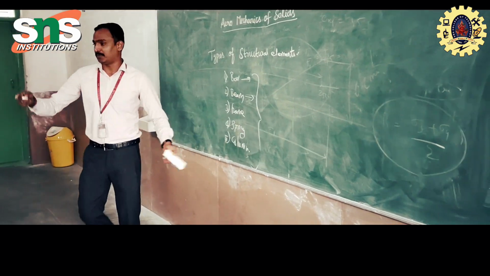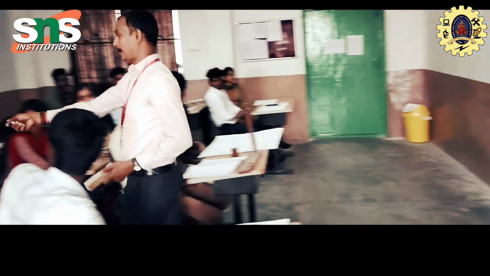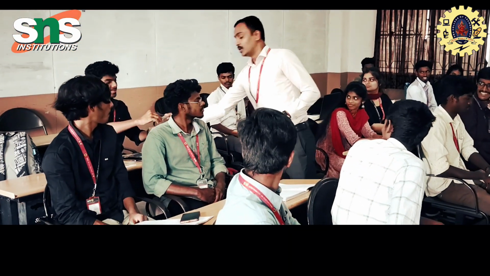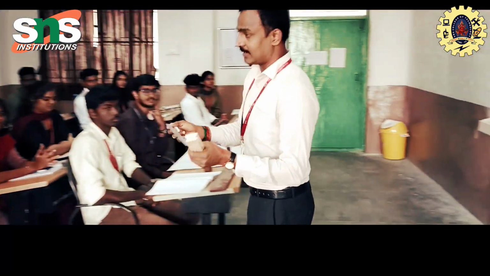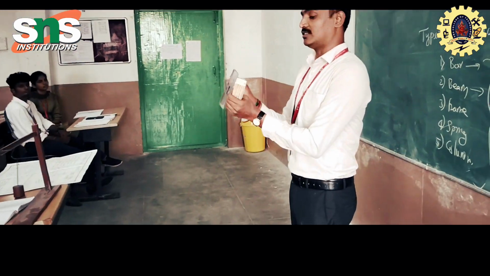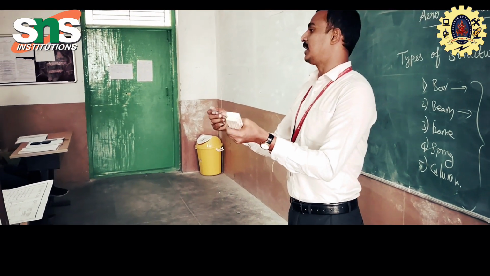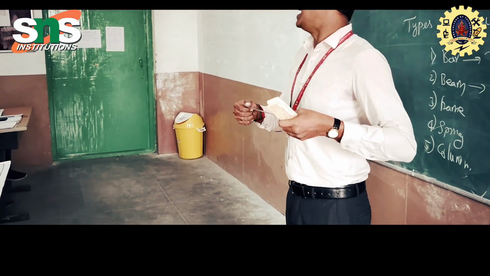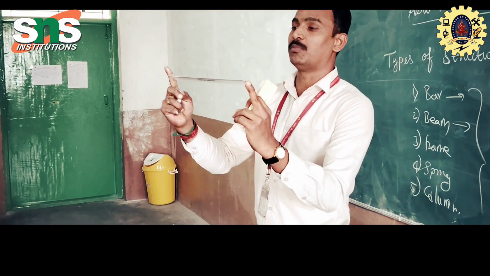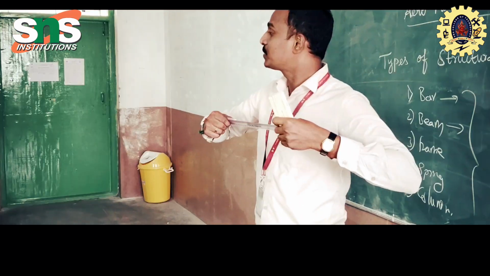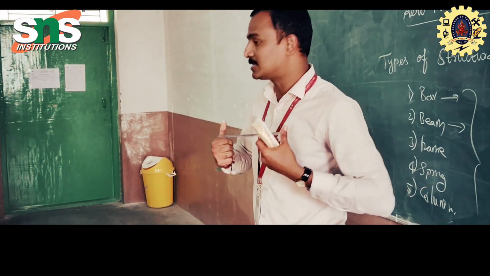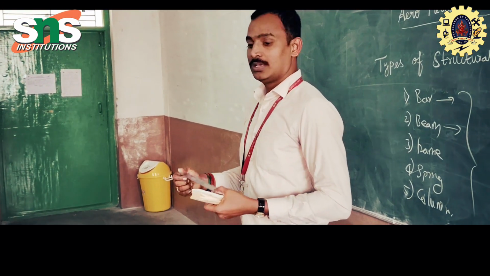First, we'll go for a bar element. So this is the bar element, which is not supported by any other elements. Bar element carries only axial load. This is a one-dimensional bar element, which will take only axial tension and compression load, right?